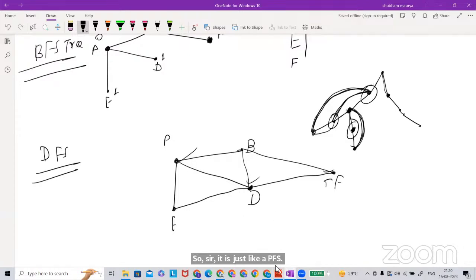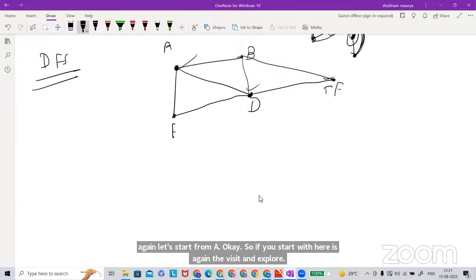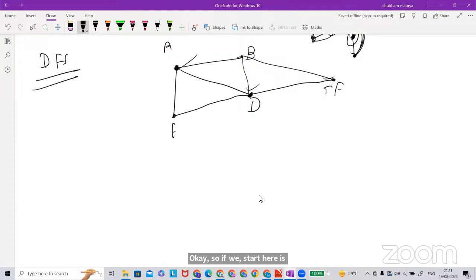Now let me tell you what DFS is. Suppose we have a graph, this one. This is undirected. Again, let's start from A, with visit and explore. Suppose I start from A, which is now visited. Now I start exploring, so I reach E. Now E is visited and I start exploring E again.